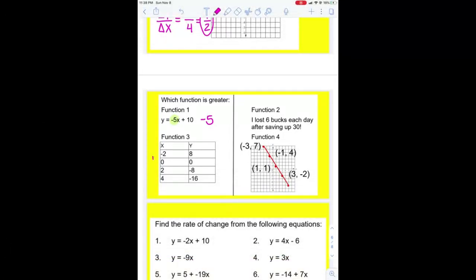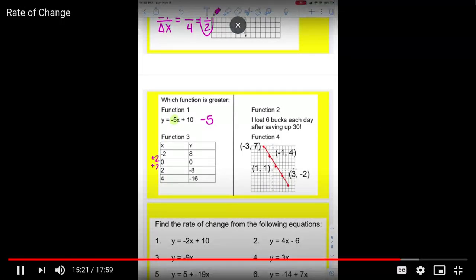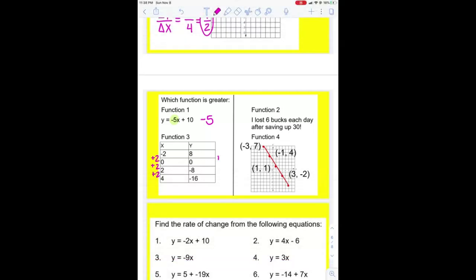And now we're going to go ahead and do this table. I see that x is going up by 2 each time. And I see that y is decreasing by 8 each time. So it's going down by 8 each time. So I take my change in y over my change in x, which is -8 over +2. And that's going to give me a rate of change of -4.